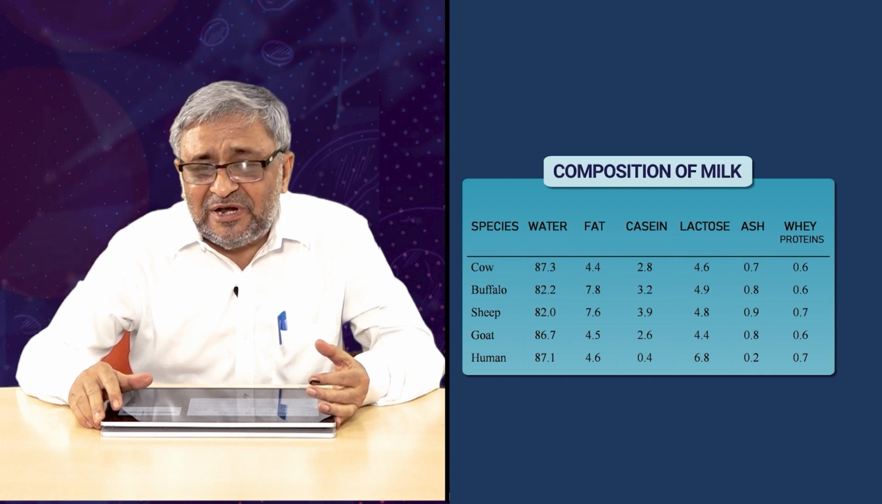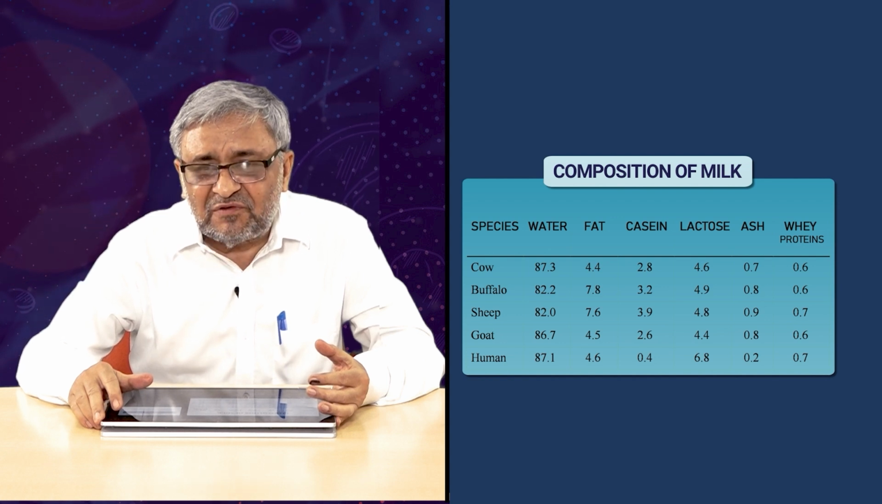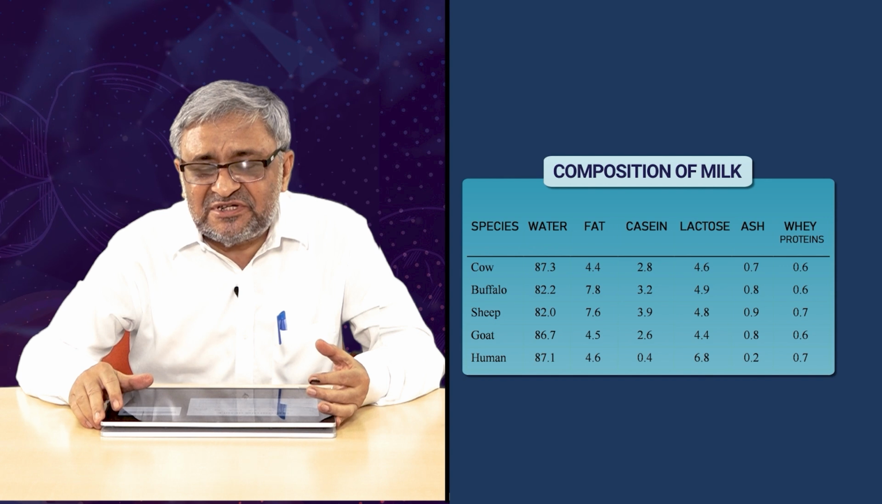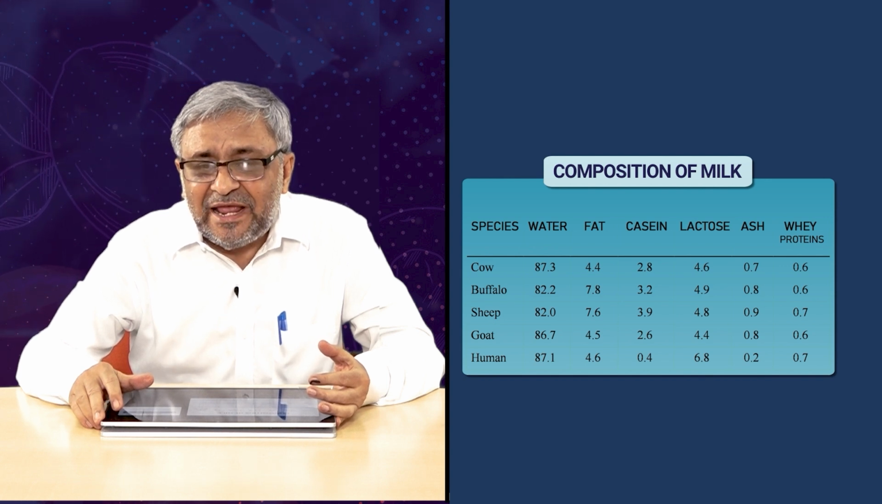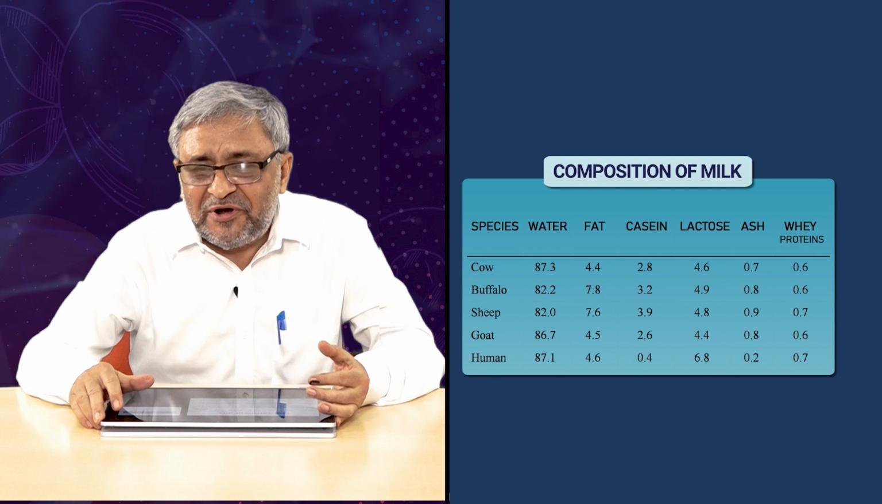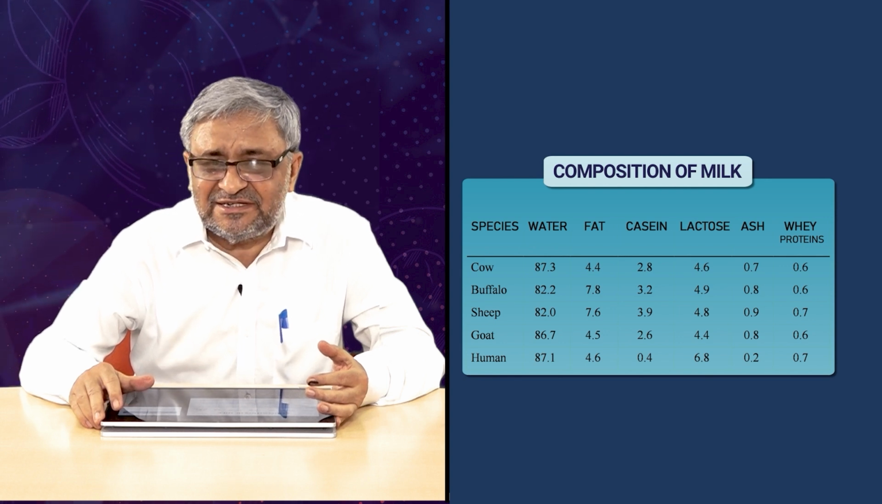Lactose: human milk is quite sweet because of the high lactose. Similarly, because the baby's kidneys are not well developed, ash is also less. Whey proteins are almost common to all, 0.7, 0.6. So, this is the composition of milk. You can decide which milk you should take, cow milk or buffalo milk. We'll go into the market milks which are available later on.